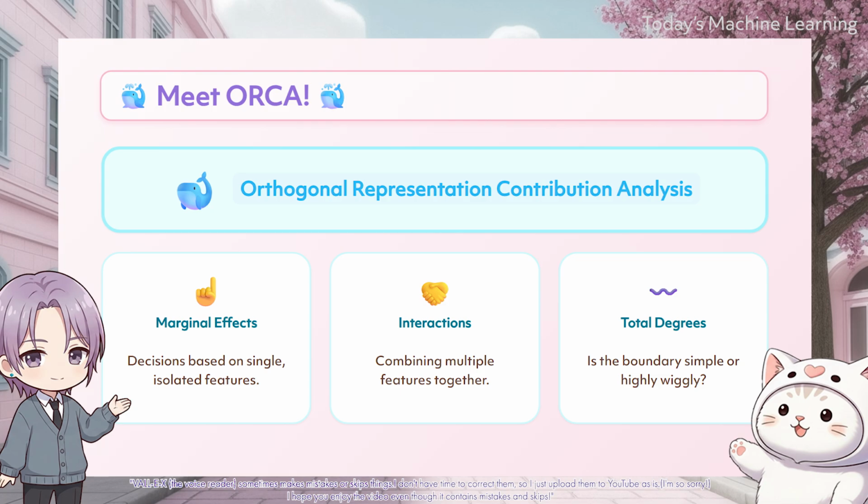They invented a super cool framework for this, called orthogonal representation contribution analysis, ORCA for short. I love that name. It sounds like a smart, friendly way of diving deep into the data. ORCA gives us special scores called orthogonal kernel contribution indices. These indices tell us if the AI is making decisions based on single, isolated features, which they call marginal effects, or if it is combining features together, which they call interactions. It also tells us if the boundary is simple and smooth, or wiggly and highly complex, by looking at the total polynomial degrees.